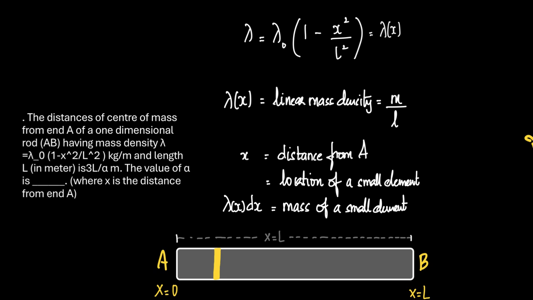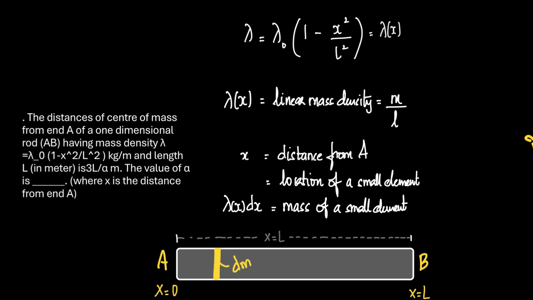What is x? X is the distance from A. So we're measuring this distance from A, or it can be defined as the location of a small element. So this is a small element with mass dm. I have to write that as well, with mass dm. So x represents the location of this element with mass dm.